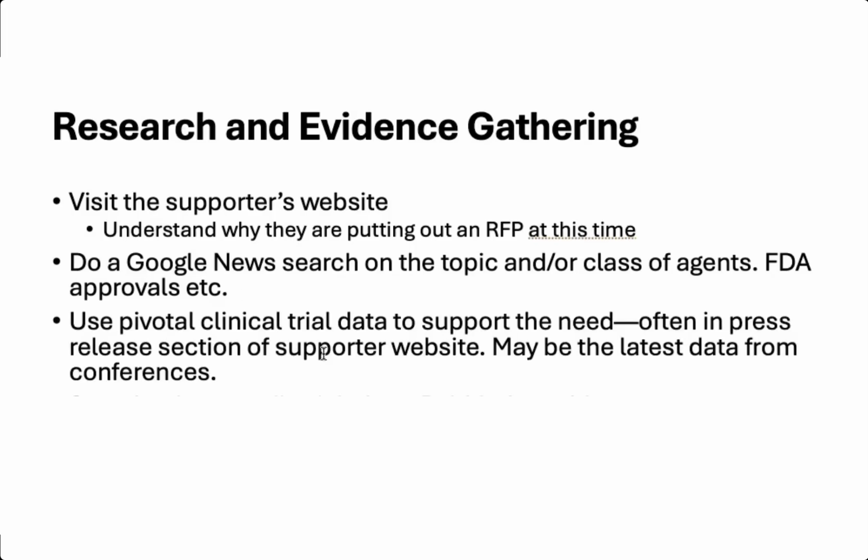Now, you want to use pivotal clinical trial data to support the need. This is maybe in the press release section of a supporter website. You do not want to reference a press release in your references. Go to the actual trial. Maybe it's presented at a conference, or maybe it's been published. If it's been published, you want to use that version, not what was presented maybe a year ago at a conference. So always use the latest data and the most peer-reviewed data, and do not use commercial press releases and things like that.